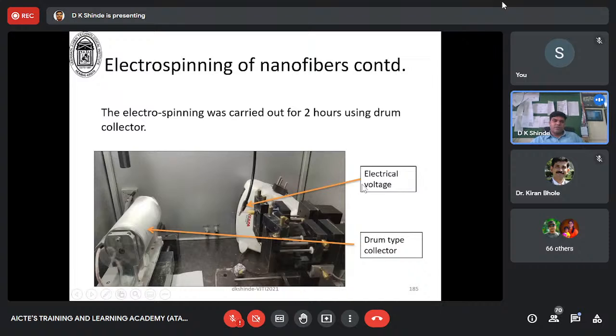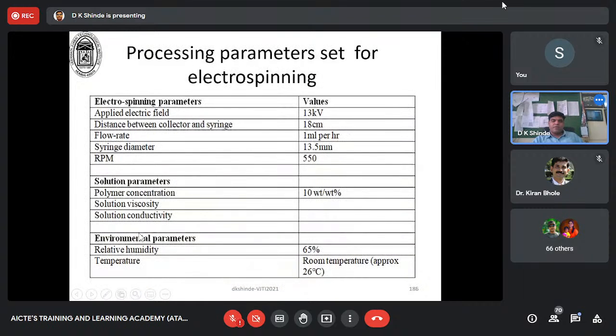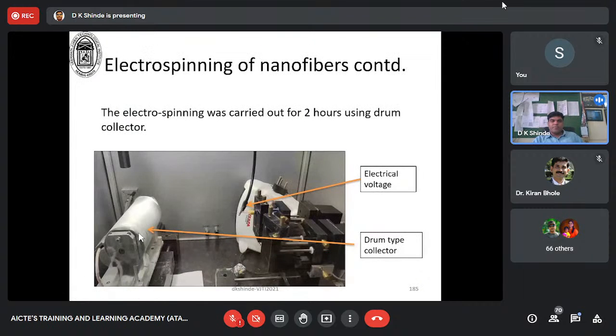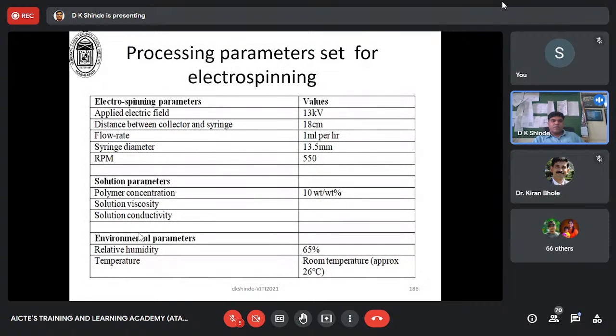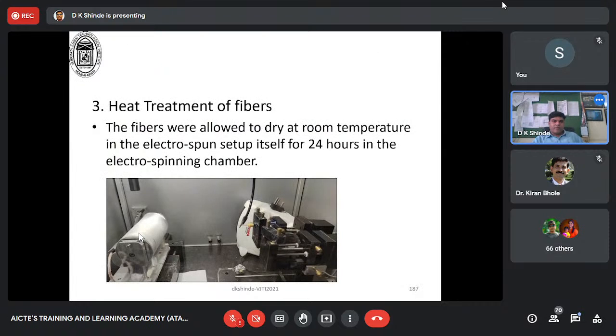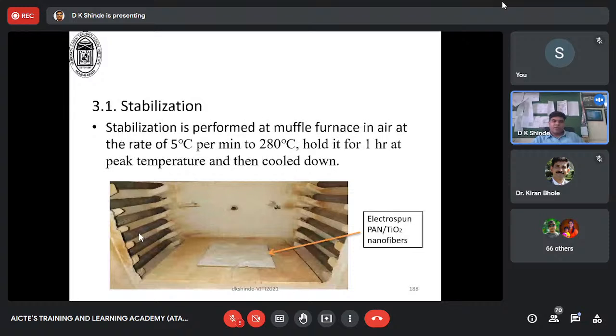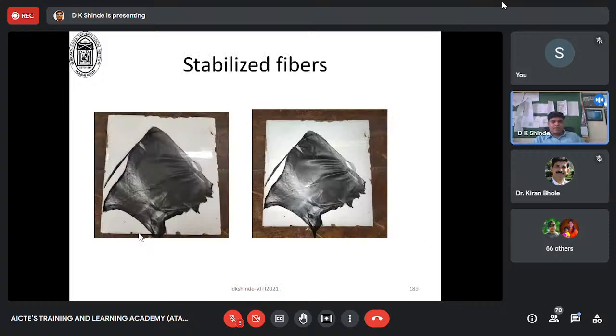So on the drum collector, this is how the drum was collecting the fibers coming from this particular spinneret tip over around 2 hours. These are the processing parameters set for the PAN with titanium dioxide to obtain good quality fibers, and those fibers were taken for stabilization at 280 degrees Celsius.